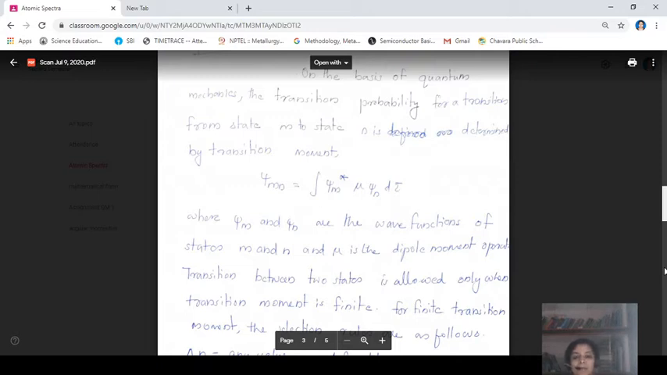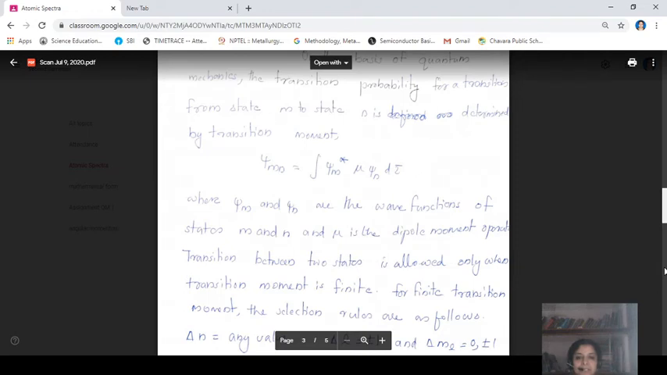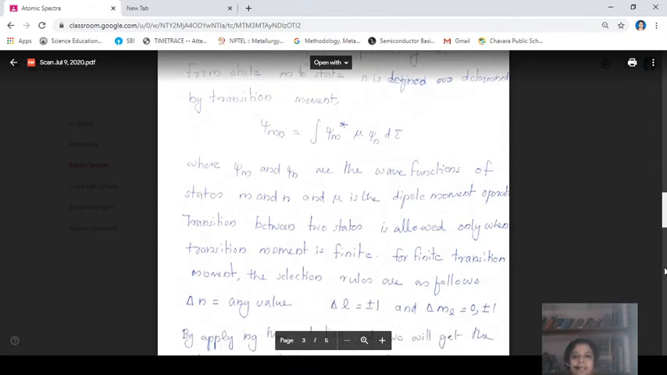People have calculated the transition moment, and on the basis of this they have reached some selection rules. These selection rules will tell you whether a transition is allowed or not. So the selection rules are as follows.